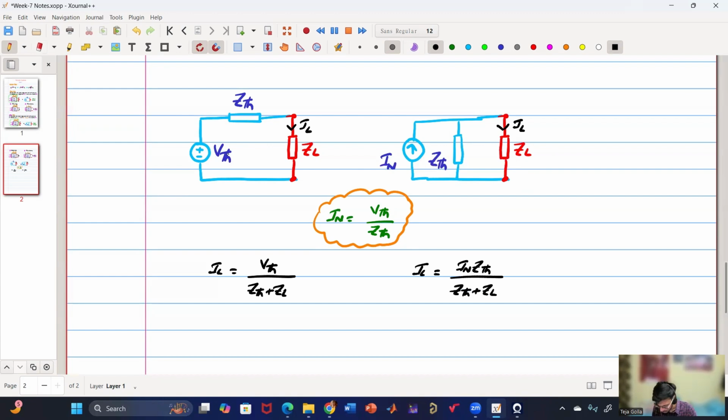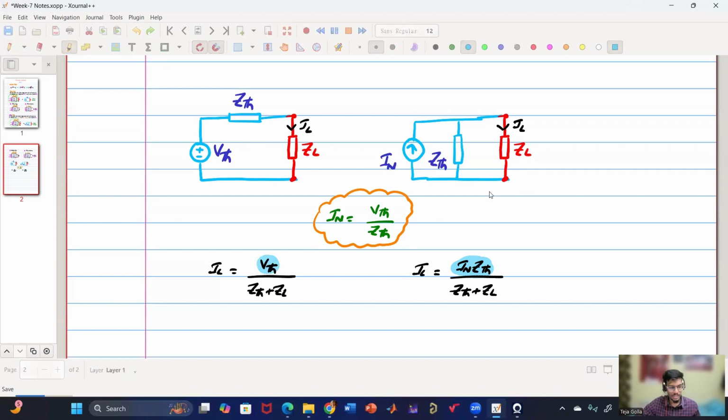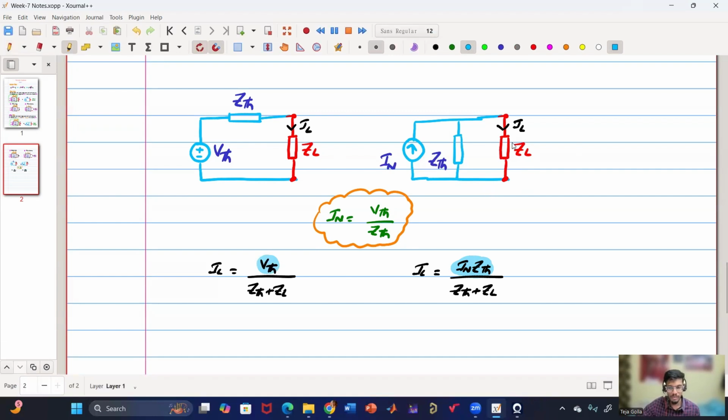So now if I see, both are actually same quantity. So if I compare this, VTH should be equal to I Norton into ZTH, or I Norton equal to VTH by ZTH. So as both the circuits represent the same circuit, the load current will be same. So equating the load current, we can get the relationship, which is also what we have written over here. Fine.